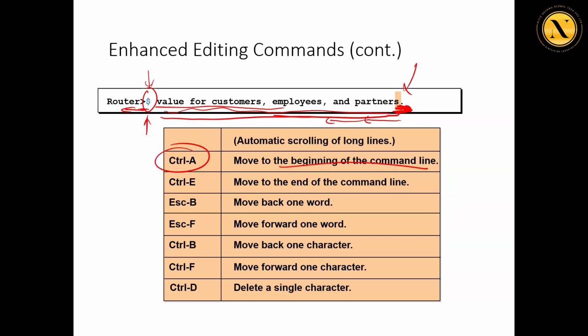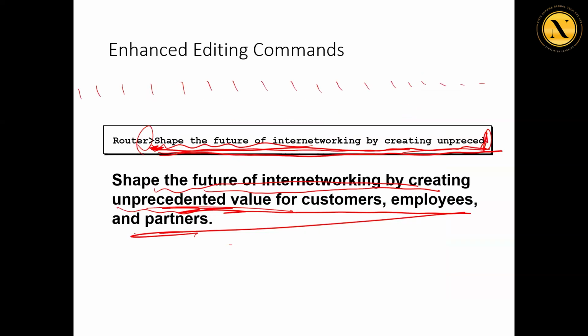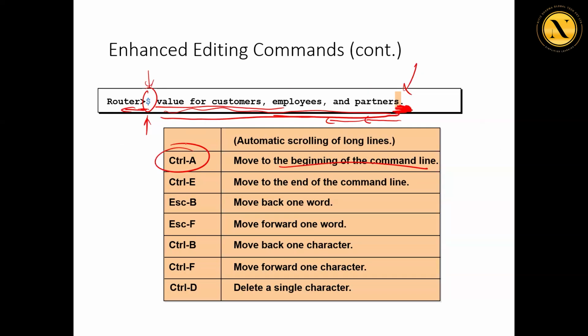So I'm here at the end of the line. If I press Control A, my cursor will straight away come here. If I press now Control E, my cursor will straight away come here. Control A, move to the beginning of the line. Control E, move to the end of the line, right? Escape B, Escape F. B for backward, F for forward. Control B, Control F.